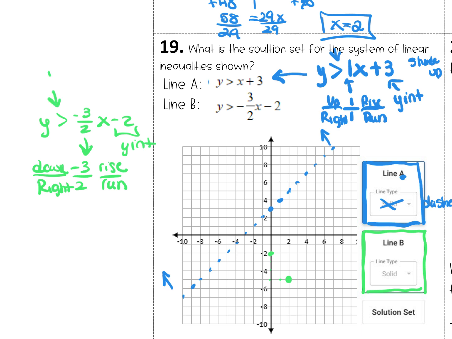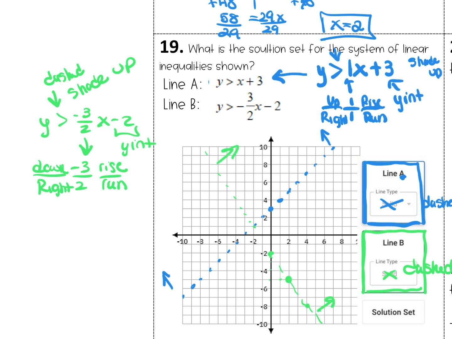This is also going to be a dashed line, so we need to click here and make this say dashed. And then we'll get a nice dashed line like that. Now this says y is greater, so we're going to shade up. So when we shade up for this one is this way.